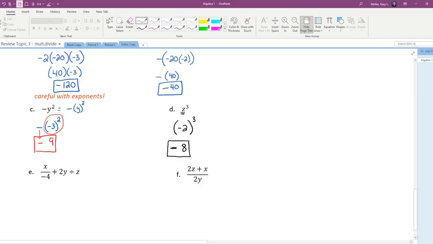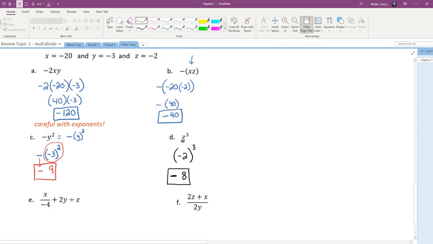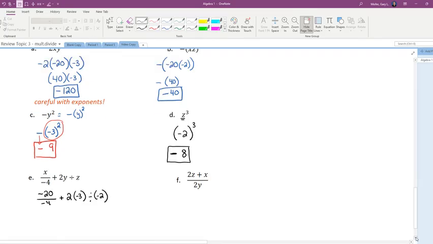I'm going to plug in what I know, and I can't see it anymore, so let me scroll up. All right, negative 20 divided by negative 4 plus a 2 times a negative 3 divided by negative 2. All right, lots and lots of room for error here. If we just take our time and notice a couple of quick things.